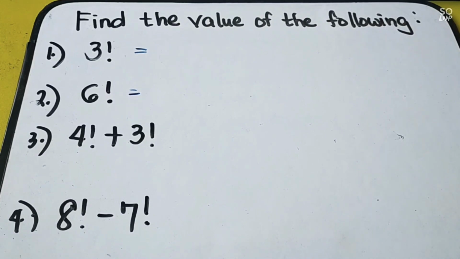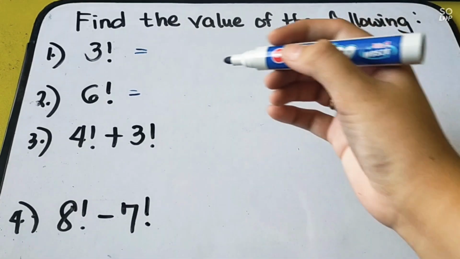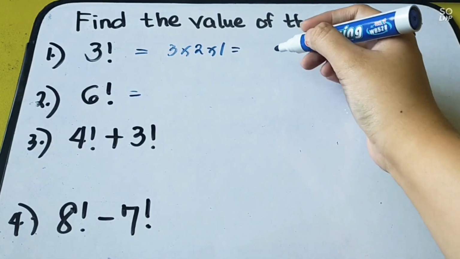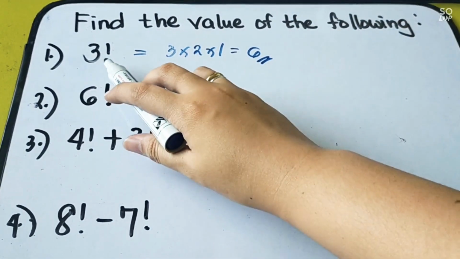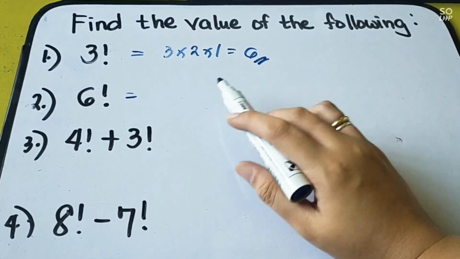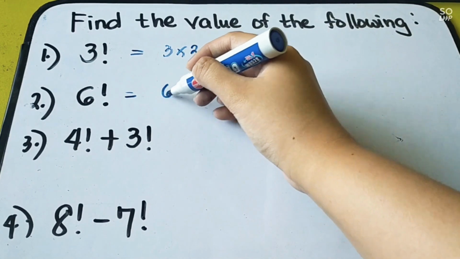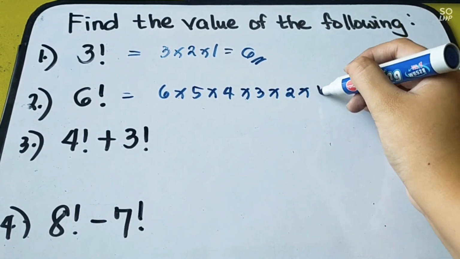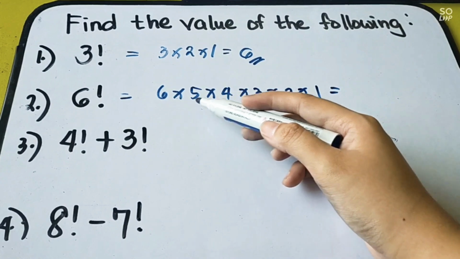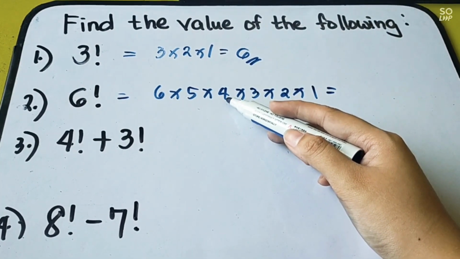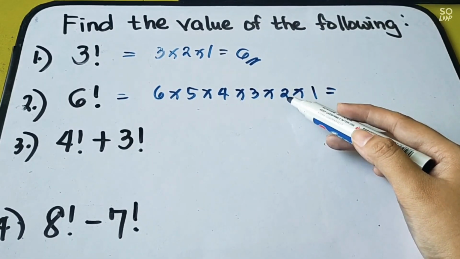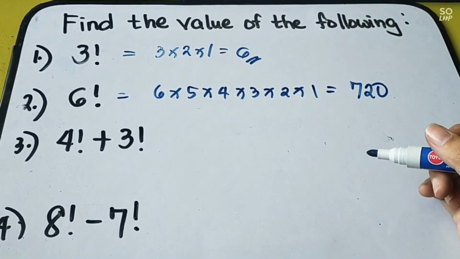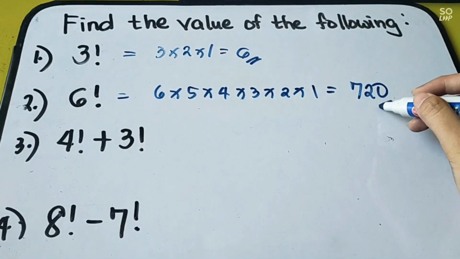Find the value of the following. Number 1, we have 3 factorial. 3 factorial means 3 times 2 times 1. If you multiply 3 times 2 times 1, the answer is 6. So, the value of 3 factorial is 6. Number 2, we have 6 factorial, meaning 6 times 5 times 4 times 3 times 2 times 1. Let us multiply. 6 times 5, we have 30, times 4, we have 120, times 3, we have 360, times 2, we have 720, 720 times 1, the answer is 720. So, 6 factorial is equal to 720.